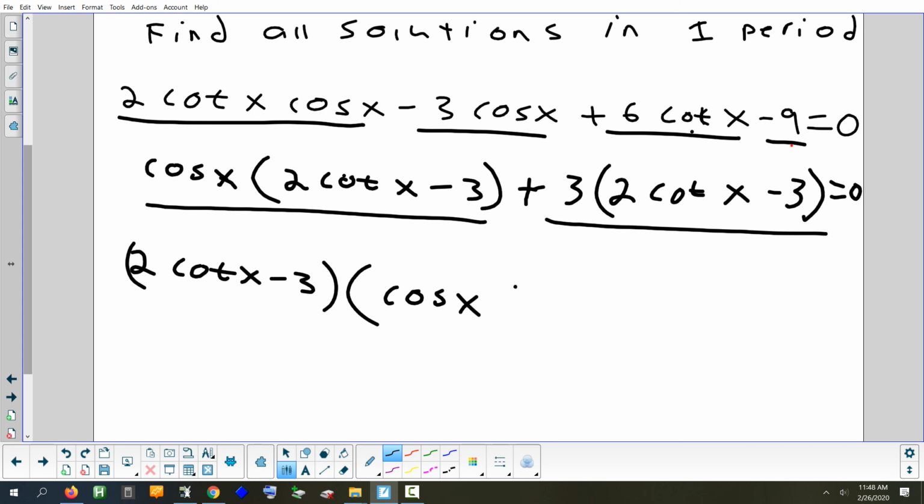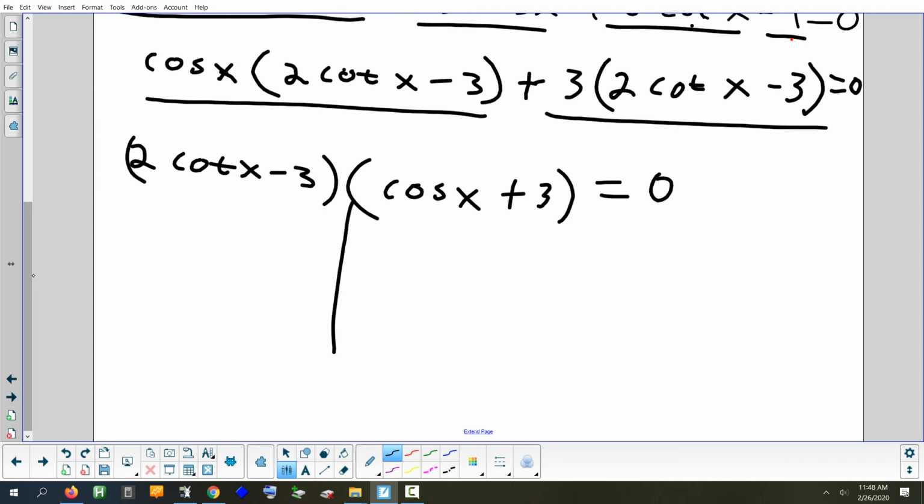Yeah, just the plus 3. And that's equal to 0. Now from here, it's just like the homework. You have 2 factors equal to 0. So what are we going to do with each factor? Yeah, make them equal to 0. So it's the same thing. I'm going to do the one on the right first, and I'll show you what happens with that.